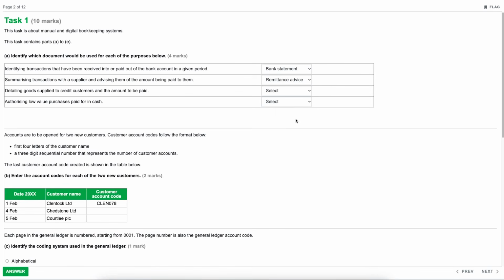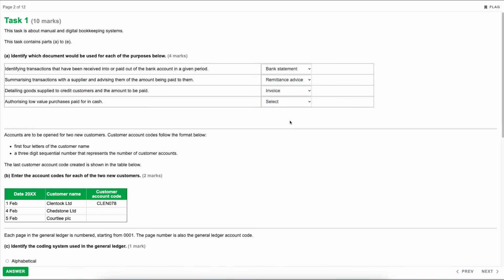Now the next one, detailing goods supplied to credit customers and the amount to be paid. So that would describe an invoice. So an invoice is sent out to your customers, usually credit customers, but it could be a cash customer. Sometimes people use an invoice as a form of receipt as well.